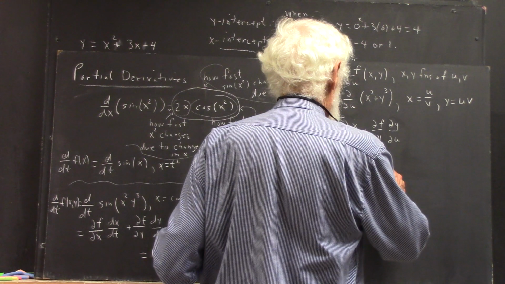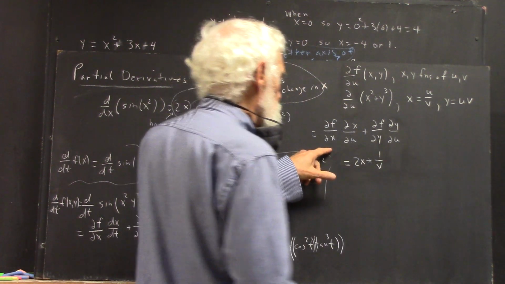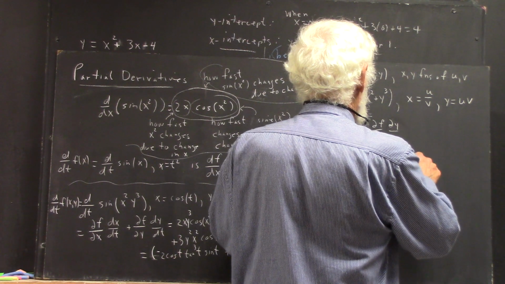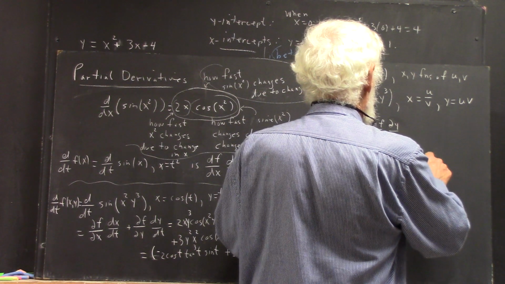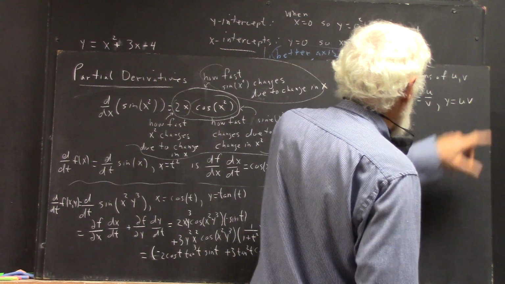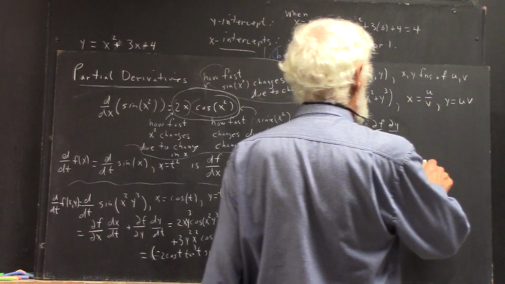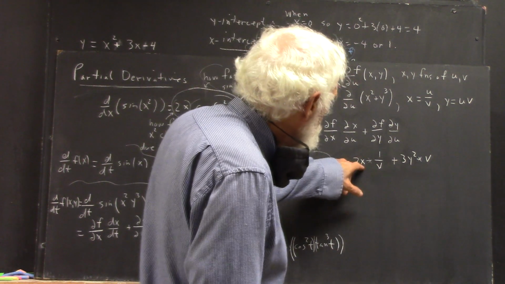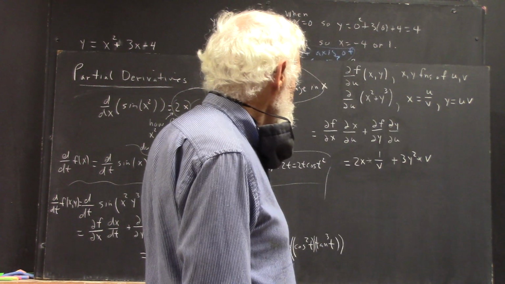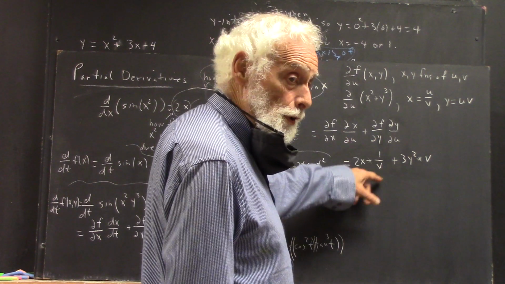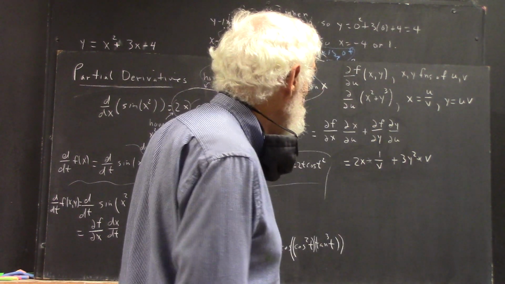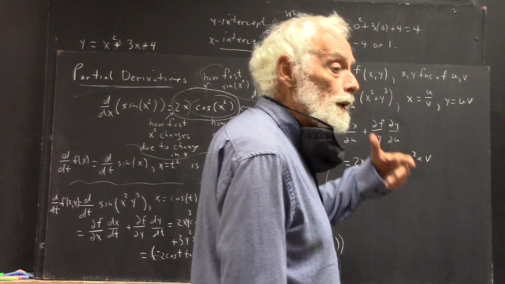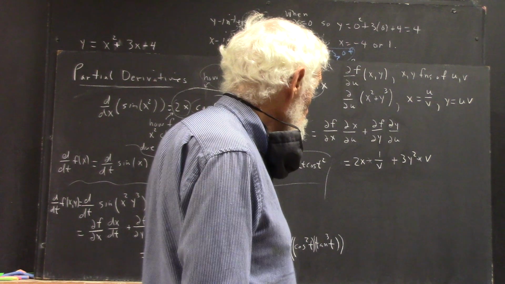Okay, so that's this term. And then the partial of f with respect to y, which is 3y squared, times the partial of y with respect to u, and that's just v. Now, of course, x could be written u over v. So you'd have 2u over v times 1 over v, which would be 2u over v squared, and y squared would be u squared v squared, times v would be u squared v cubed, times 3 and so forth. We can do that.